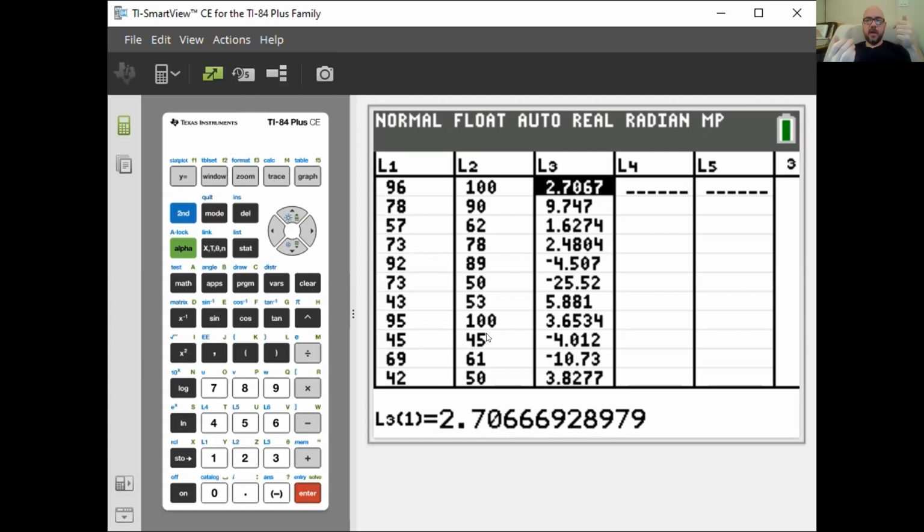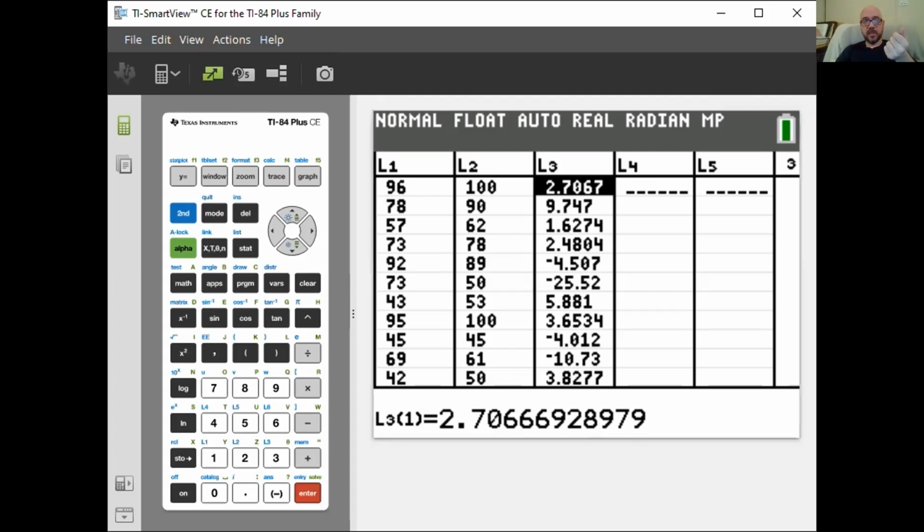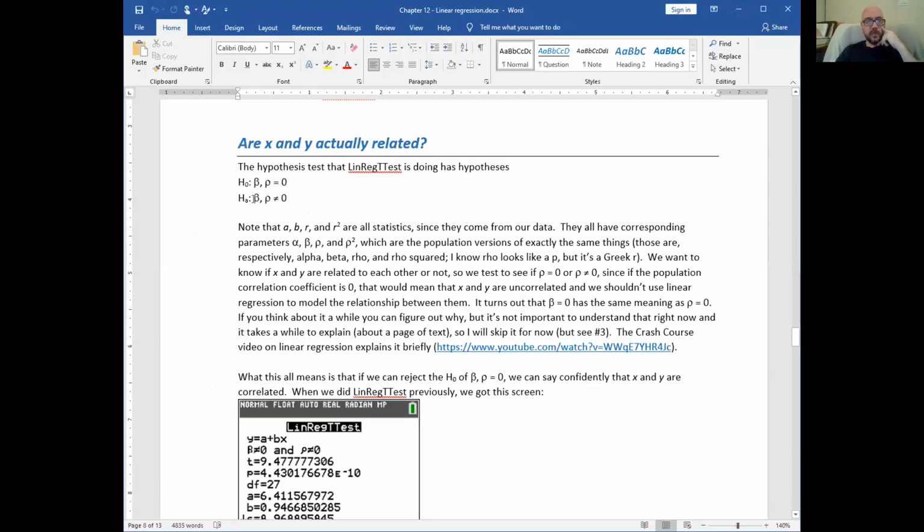So the thing we really care about is rho. Is the population correlation coefficient 0 or not? So that is why our test has hypotheses that look like this. Don't worry about the beta for a second. I'll explain why beta equals 0 is equivalent in a little bit, but just concentrate on the rho for now. So we're just testing to see if rho is 0 or if rho is not 0. Those are the hypotheses I'm thinking of right here.